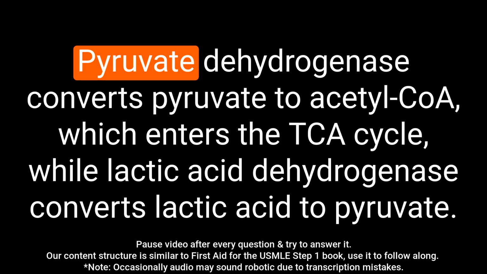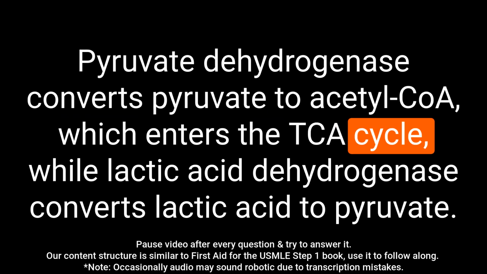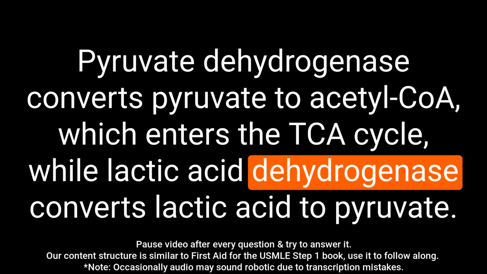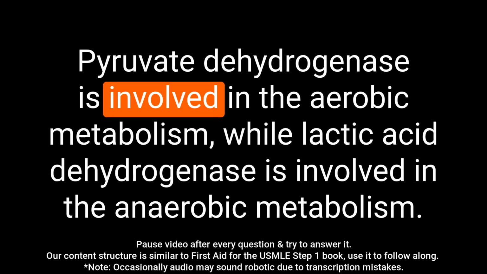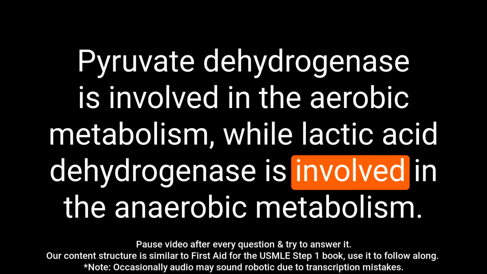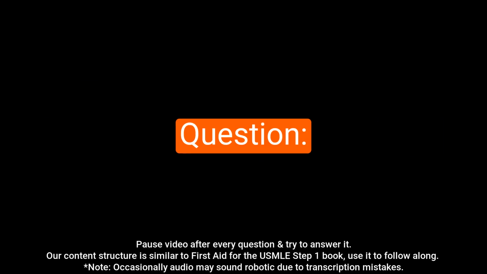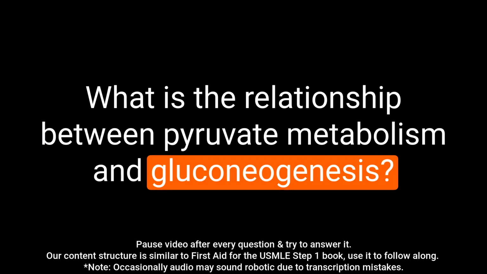Answer: Pyruvate dehydrogenase converts pyruvate to acetyl-CoA, which enters the TCA cycle, while lactic acid dehydrogenase converts lactic acid to pyruvate. Pyruvate dehydrogenase is involved in aerobic metabolism, while lactic acid dehydrogenase is involved in anaerobic metabolism. Question: What is the relationship between pyruvate metabolism and gluconeogenesis?